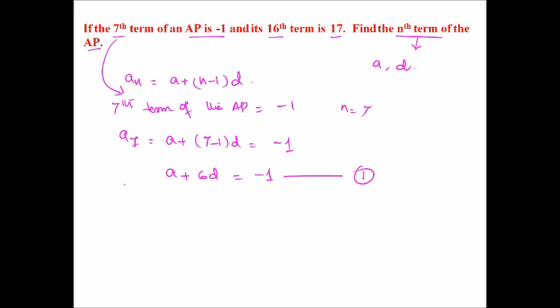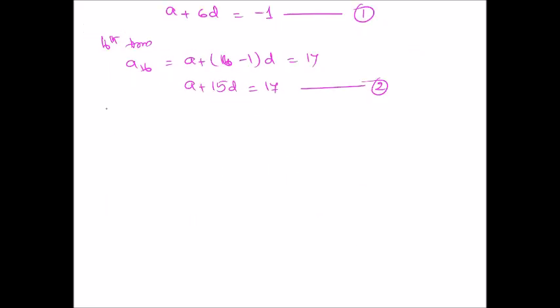Okay. Now the 16th term. a_16 is equal to a plus (16 minus 1) into d, is equal to 17. That is, a plus 15d is equal to 17. Now we get two equations: a plus 6d is equal to -1 and a plus 15d is equal to 17.